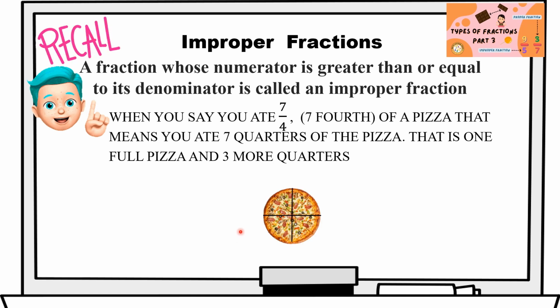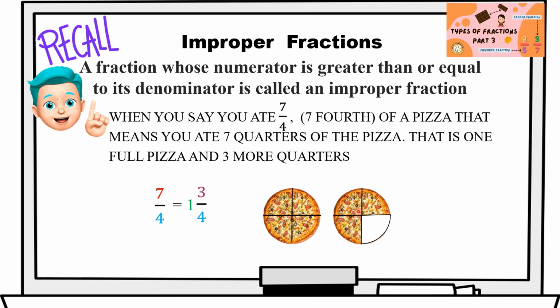Now let's visualize. Here is one full pizza and it has 4 quarters. And here 7 means you need 3 more quarters. So here you are eating this full pizza and 3 quarters. 7/4 is same as 1 3/4. That is one full pizza and 3 quarters. Now this 1 3/4 is called mixed fraction.